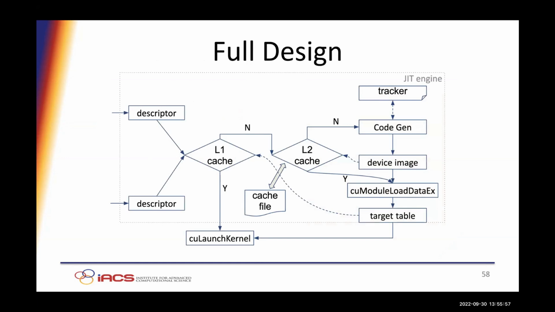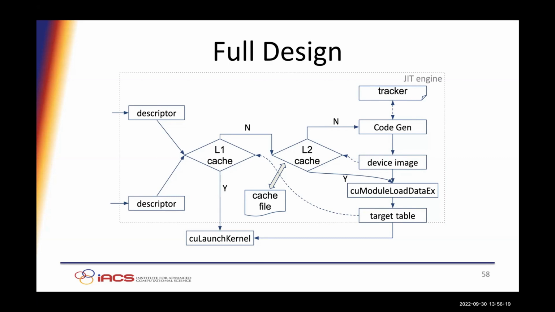Now let's put things together. This figure shows the full design of our JIT system. When the kernel is launched, a descriptor will be created first. Then we check if there is already a compatible target table, which means a compatible device image that has already been loaded to the device. If yes, we launch the kernel, and we are done.